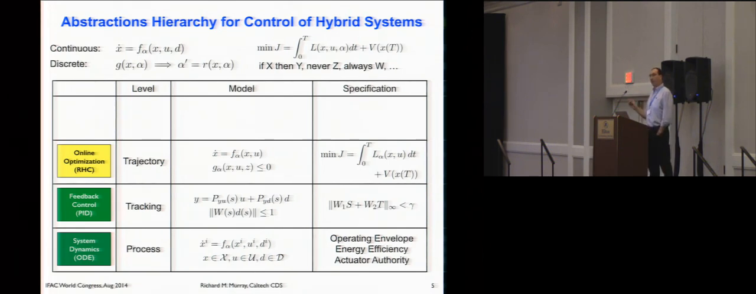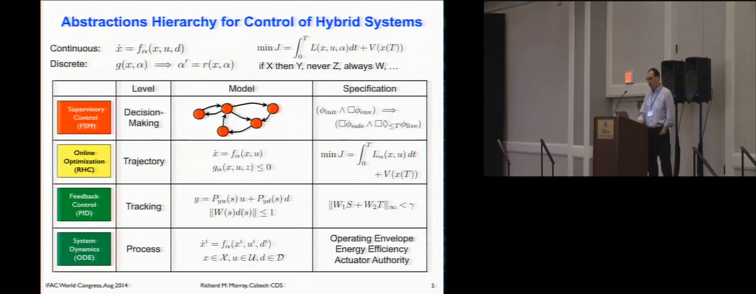So at that trajectory level, we're still solving relatively continuous dynamics. The cost function, you see L has a subscript alpha, that might depend on the mode that we're in. We might use different cost functions if we're driving down the freeway versus in a parking lot or other things. And then finally, at the highest level of abstraction in this particular description is the decision-making layer.